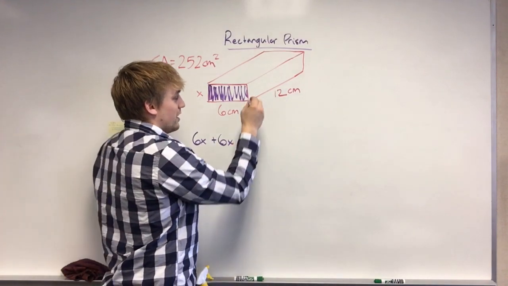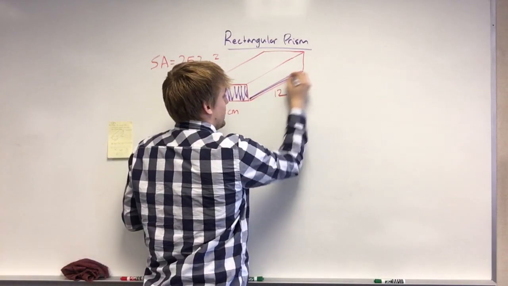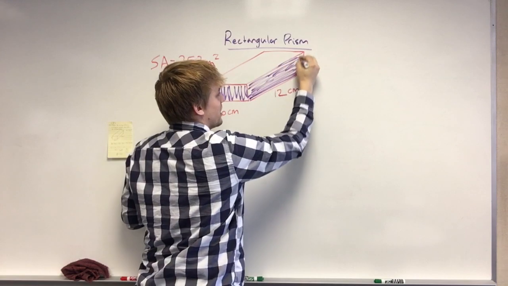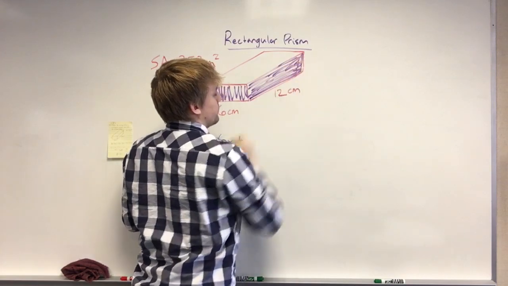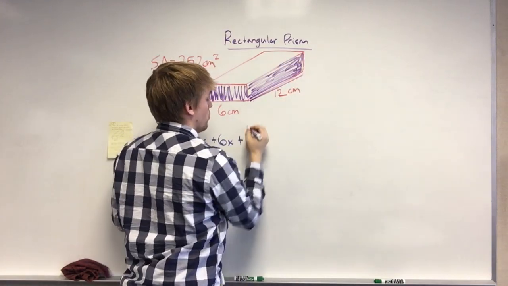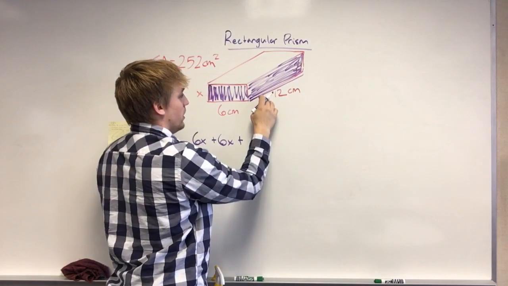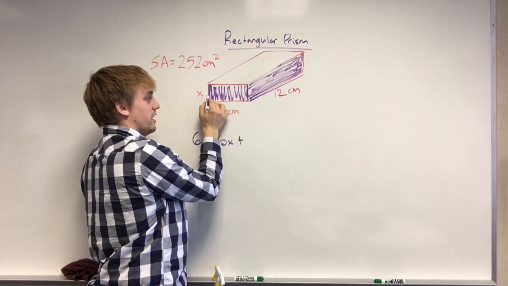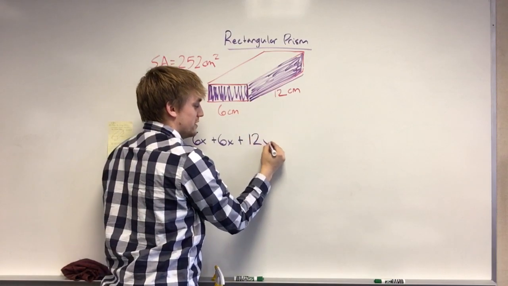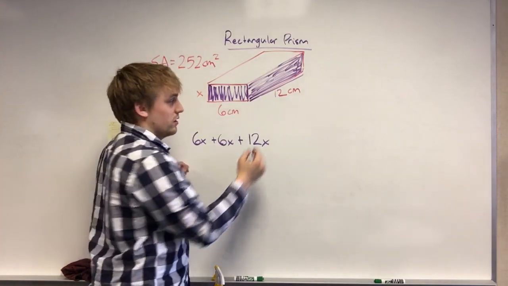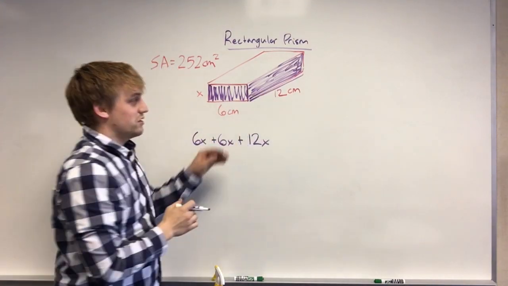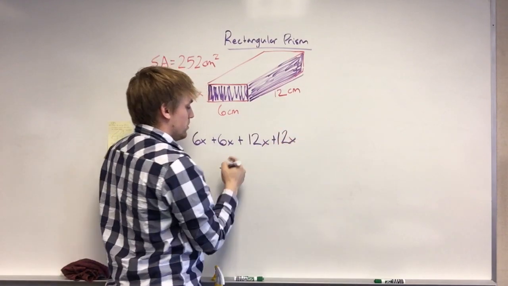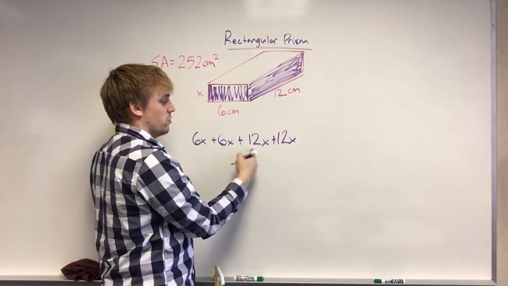The next face we can do is on the side. Again, it's a rectangle, so we're going to take length times width. Our length would be 12, and our width, this edge, would be equal to that edge, which is x, so 12 times x is 12x. And we can do that again because the right side is the same as the left side, so we're going to do that twice. So we have 6x plus 6x plus 12x plus 12x.